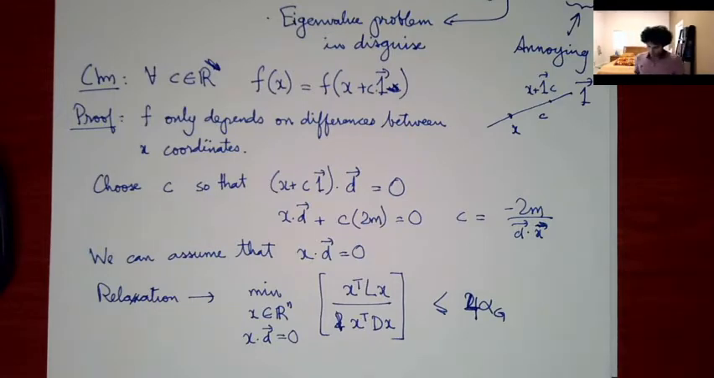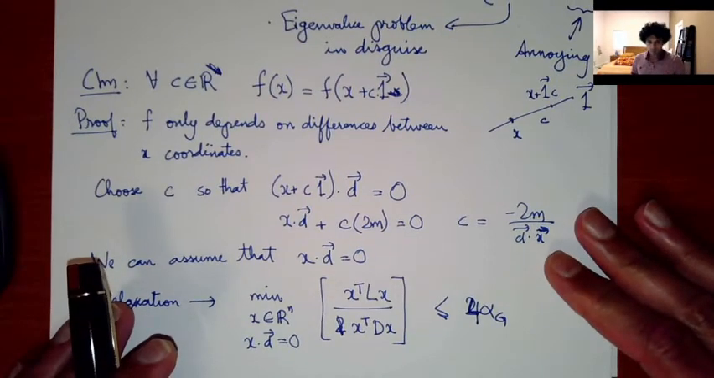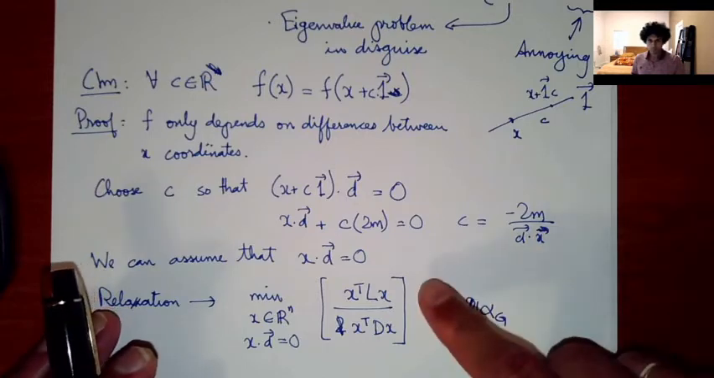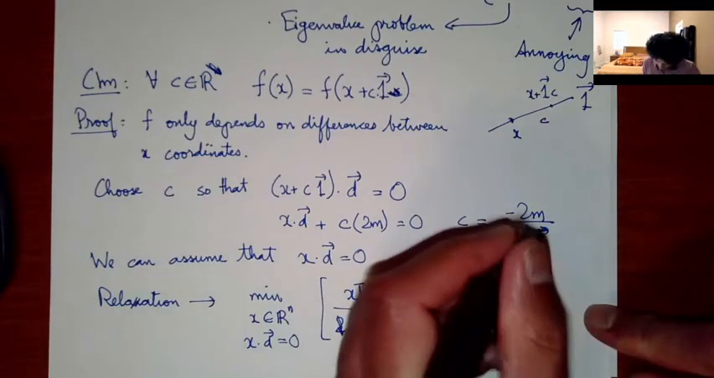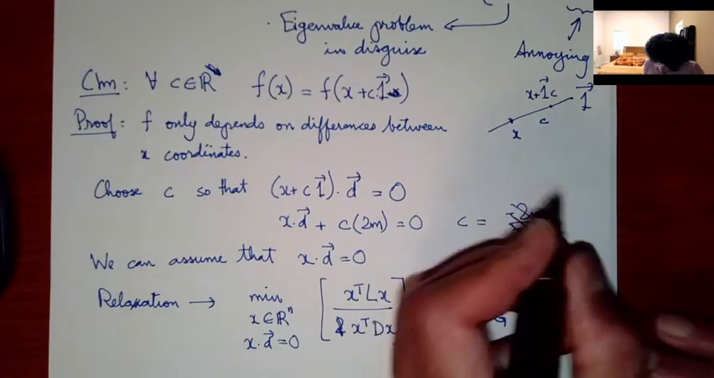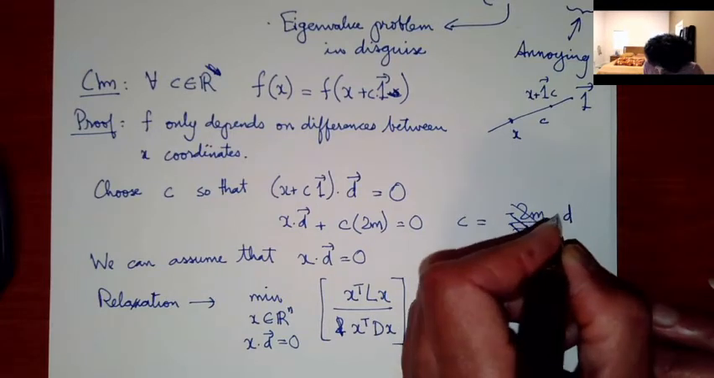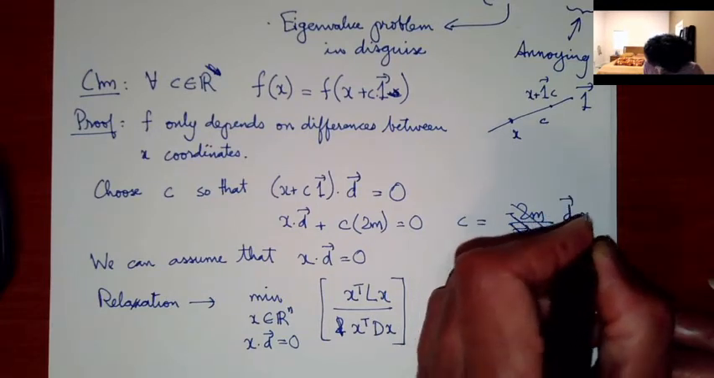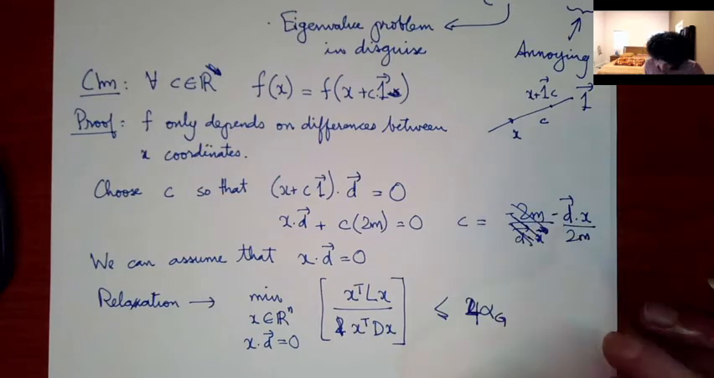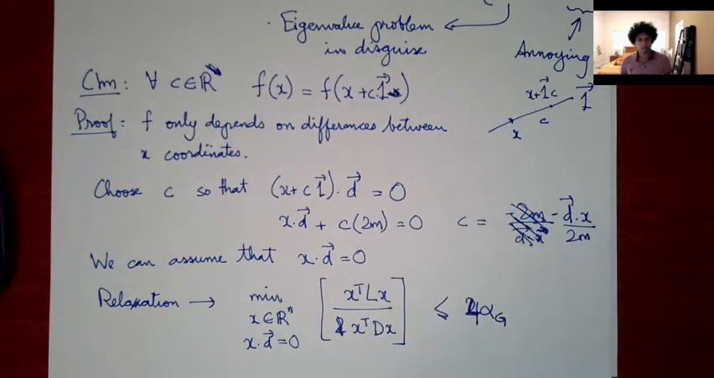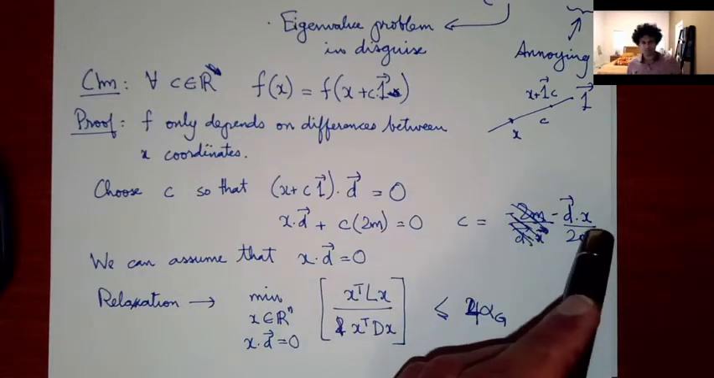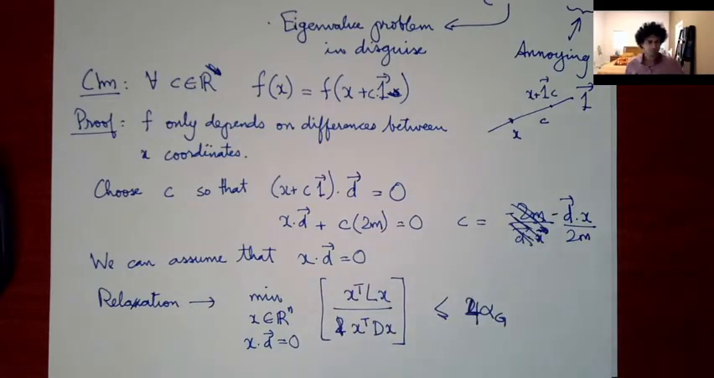So I think there's a typo in C. It should be d times x over 2m. You're right, d times x divided by 2m, minus of that. Exactly, C is the reciprocal of that. Which makes sense, right? Because if d times x is 0, then C is equal to 0. Sorry, I thought there was something off there.